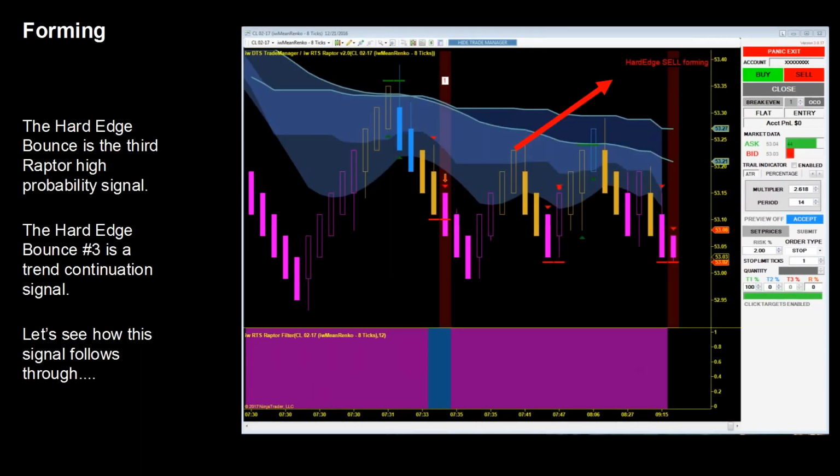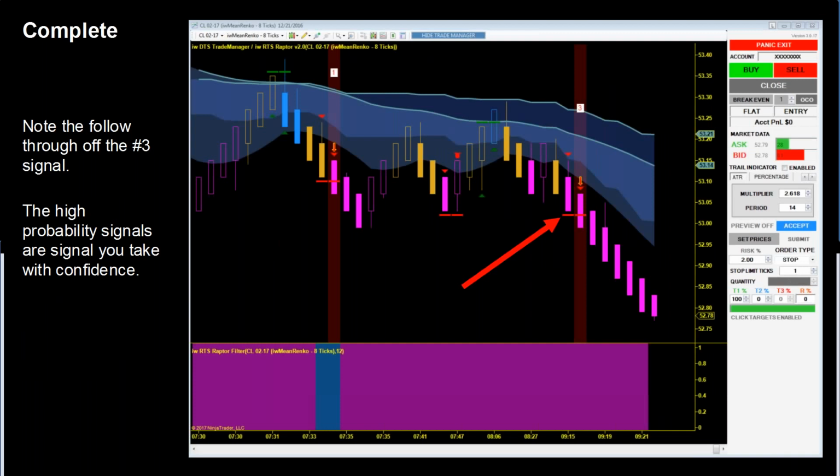So there's 2 signals. We also have a third high probability signal, which is a trend continuation signal. This is called the hard edge bounce. So we'll get a hard edge buy or a hard edge sell whenever the market encounters the hard edge of the trading band, which I will explain to you in a moment. We get this signal when the market bounces out of there, and that, again, is one of our high probability signals, a signal that you can take with a great deal of confidence. And when you get the follow through, you can see here the number 3 signal has printed, and the market fell off nicely.